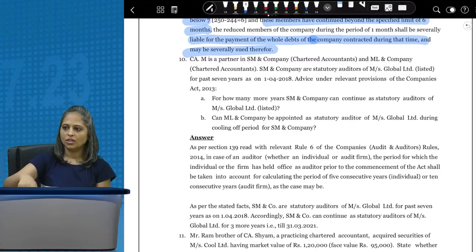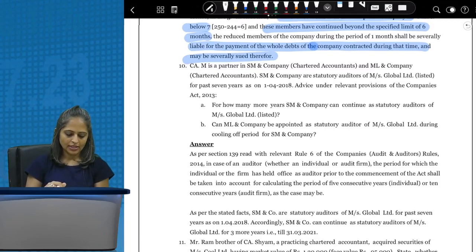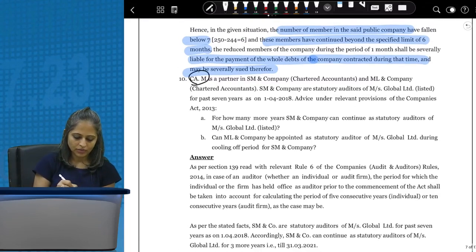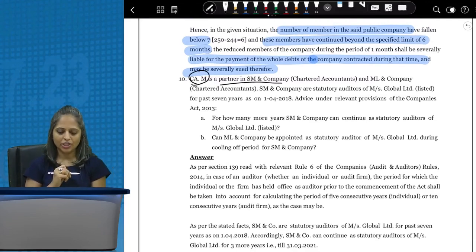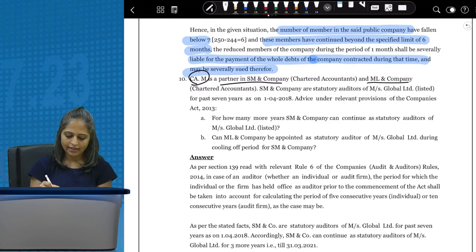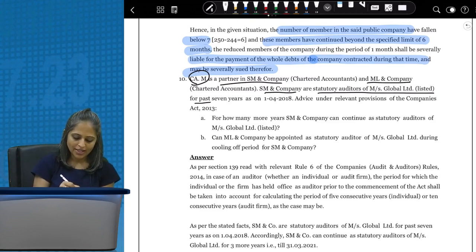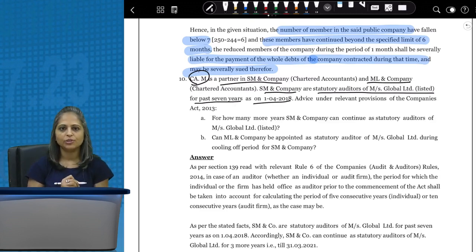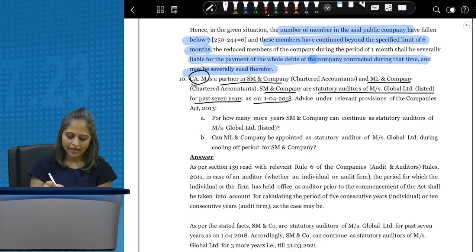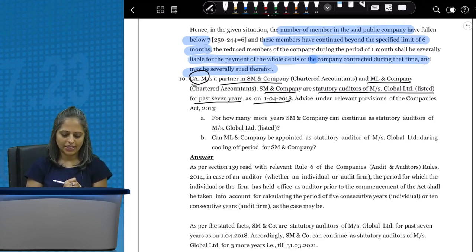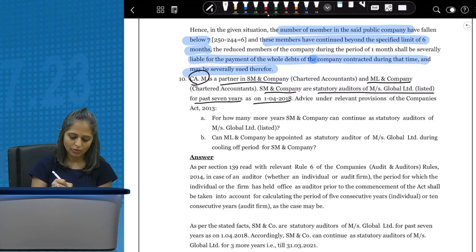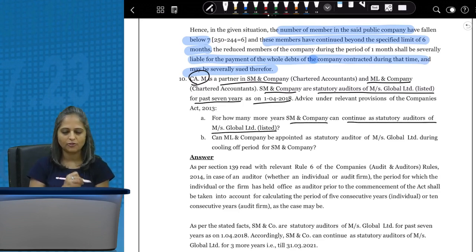Question number 10. CA is a partner in SMN Company Chartered Accountants and MLN Company Chartered Accountants. SMN Company are statutory auditors of Messrs Global Limited, which is a listed company, for the past 7 years as on 1st April 2018. Advice under the relevant provisions of the Companies Act. First question is, for how many more years can SMN Company continue as statutory auditors of Messrs Global Limited?